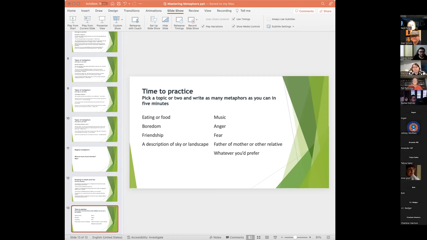JC probably writes lots of fantasy. World building going on here. I thought, JC, that your similes evoked really nice imagery. Oh, thank you.